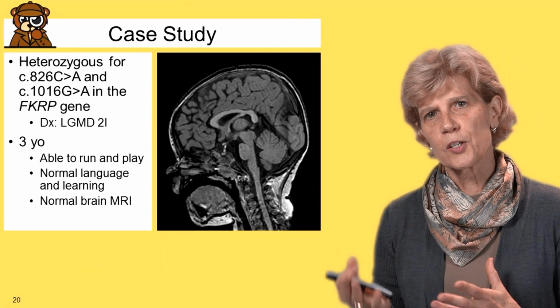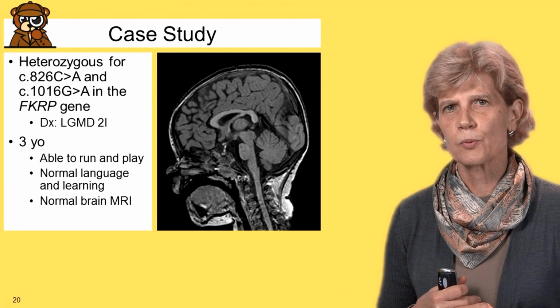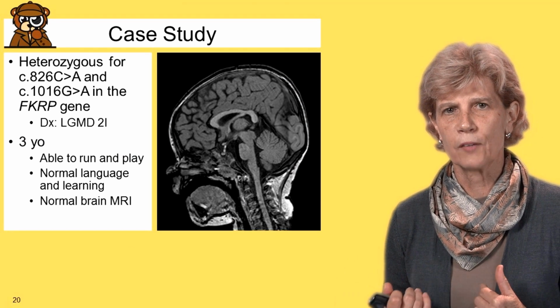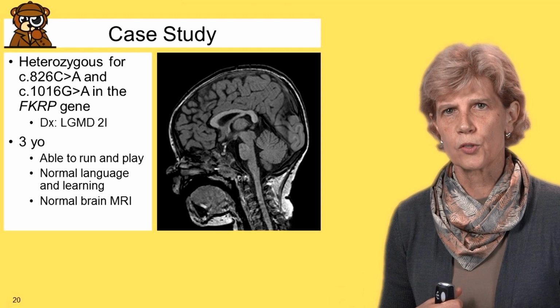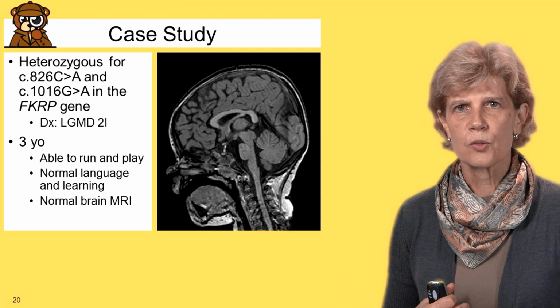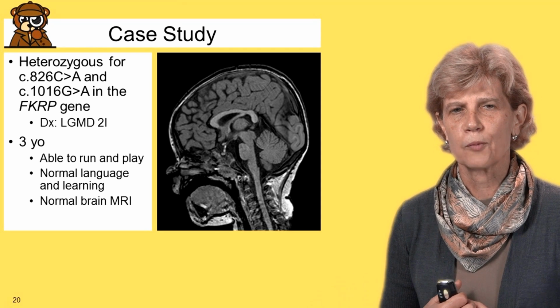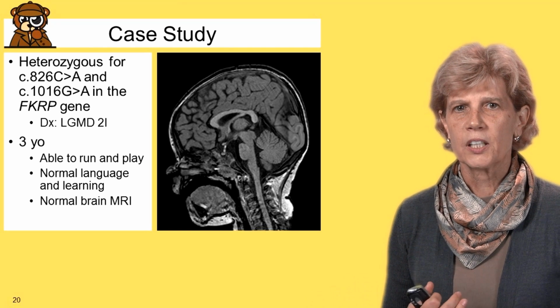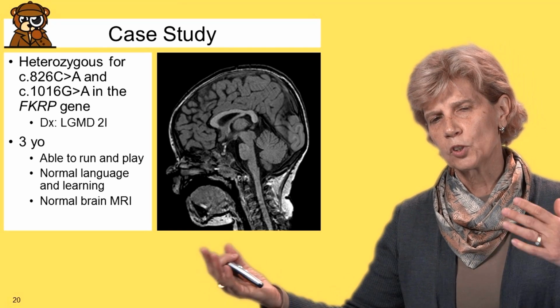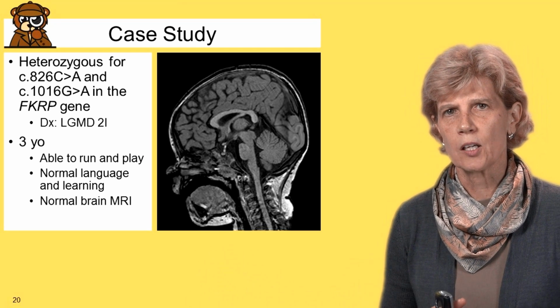Because of this history being rather typical, we started in this case with sequencing the FKRP gene, which is one of the genes known to cause dystroglycanopathy, and found heterozygous mutations which confirmed the diagnosis in these girls of limb-girdle muscular dystrophy type 2I. And at age 3, they're able to run, play, do ballet class, they have normal language and learning, and a normal brain MRI.